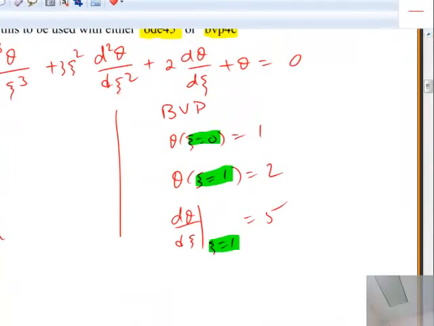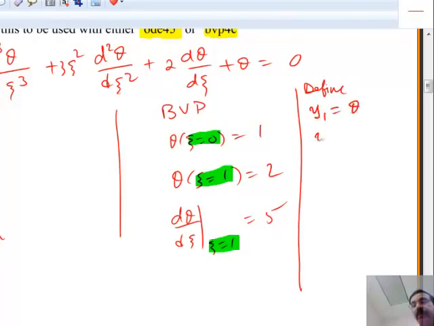As I said, it's a recipe. It's a rule. You just follow the rule blindly and you will be able to convert that. Okay? But you need to understand that rule so that you can follow it in an exam. The rule simply says that I'm going to define three variables. Because I have a third order equation, I'm going to define three variables: Y1 as theta, Y2 as d theta d psi, and Y3 as d square theta d psi square. These are the three new variables I have defined, Y1, Y2, Y3, in terms of theta, d theta d psi, d square theta d psi square.